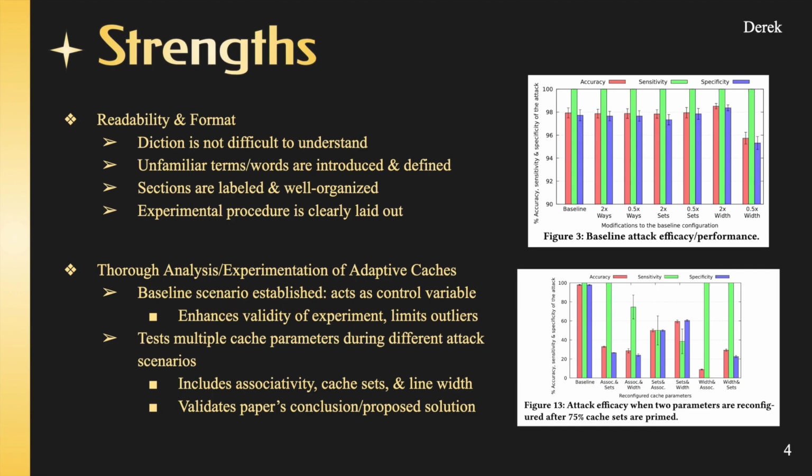The paper also tests different cache variables or parameters, including associativity, cache sets, and line width. An example of one of these experiments is shown in Figure 13, where two parameters are reconfigured. I consider this a strong point as well, since these different experiments help support the effectiveness of adaptive caches and also help reinforce the paper's conclusion of early attack detection.